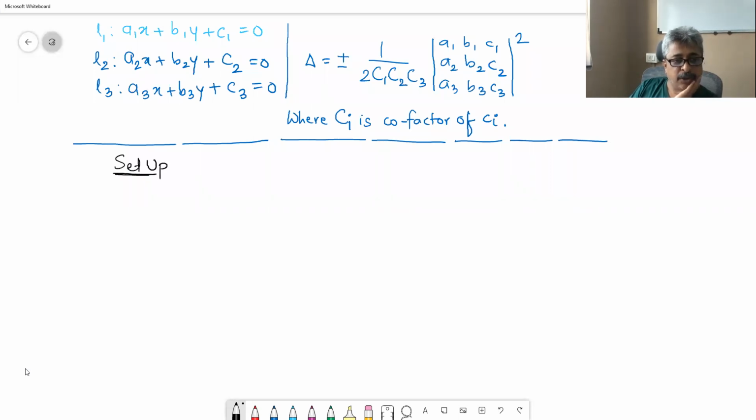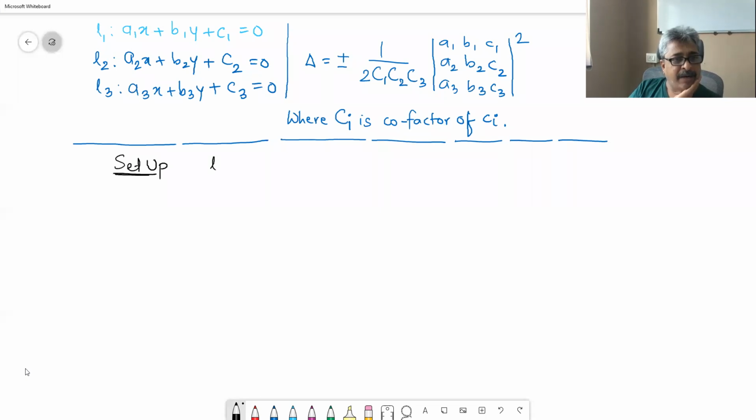There are more than one methods of doing this. If you start putting the values in this place and start expanding them, that might be the long method of doing it, but eventually you will get delta, area of triangle. But then we will try to do it efficiently, and therefore setup is important.